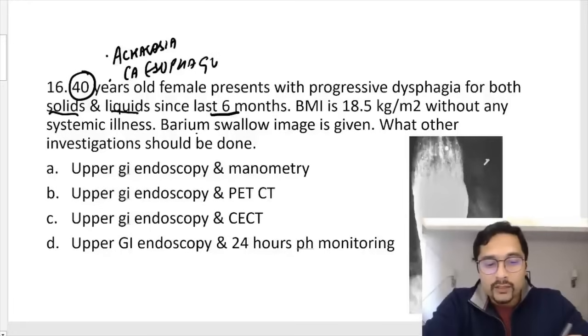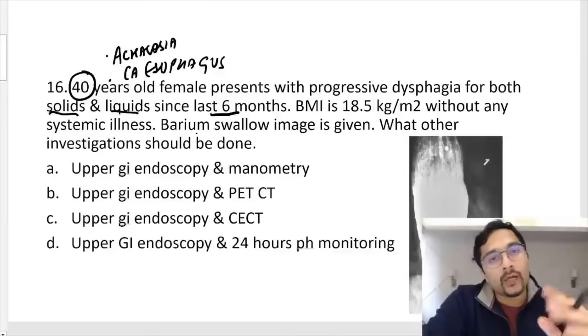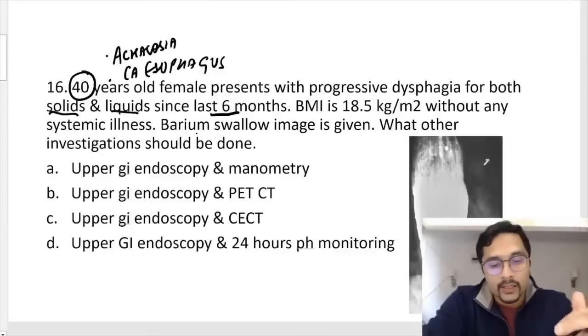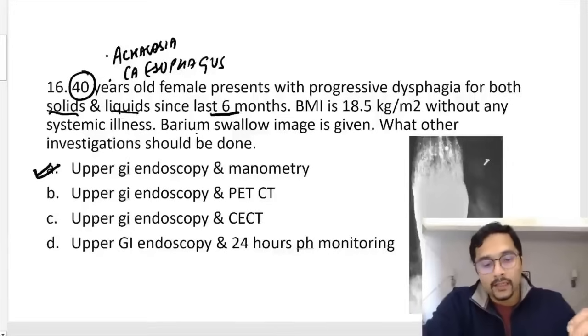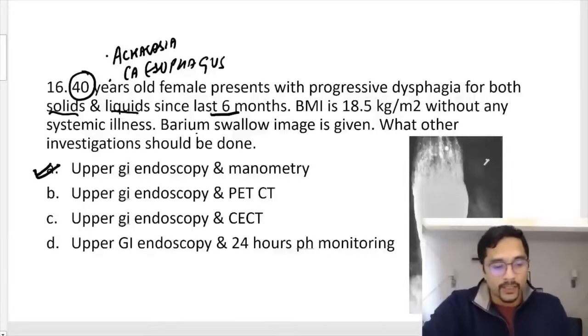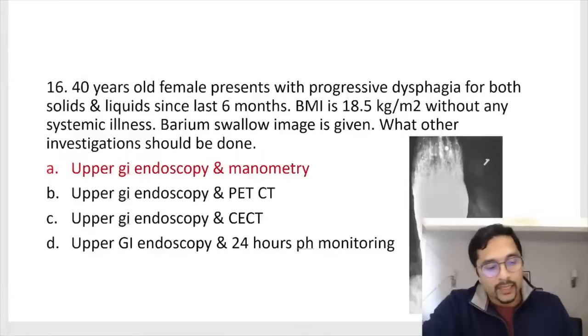So, which two investigations would you do to rule out both the conditions or to diagnose the condition? We need to carry out upper GI endoscopy. That will tell us about cancer, and manometry. That will tell us about the motility disorder. So, for motility disorders, we do manometry. And to rule out cancer, we are going to do an upper GI endoscopy.